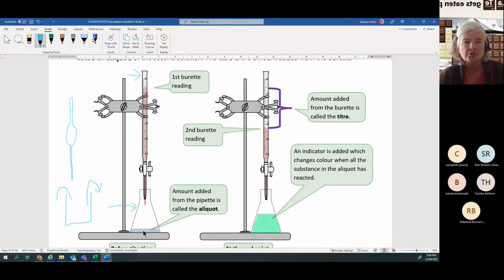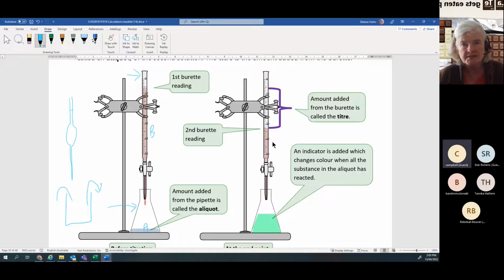So we first put solution in here, which we call solution A, and then we add solution B. Can you see we have two different solutions, and they react. We keep on adding from the burette until our solution A that we put in is neutralized or has finished reacting. So the one you're going to be working with is an acid-base, but you can do any sort of chemical reaction this way.